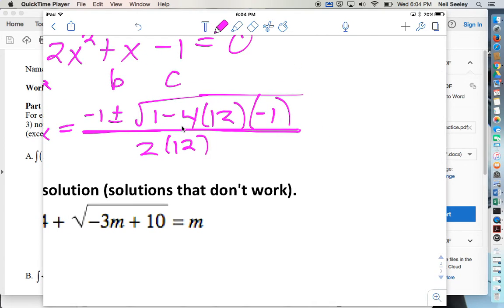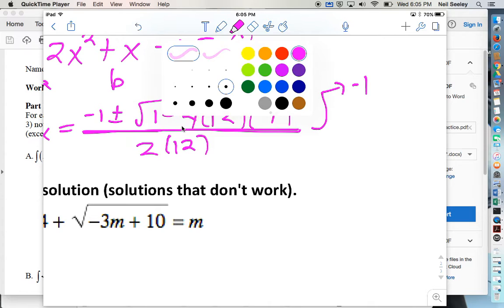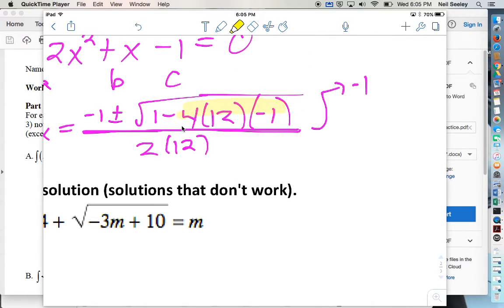I'm going to simplify this one relatively quickly. Please let me know if that throws you off a little bit. If I highlight a few things, it's easier to see. This right here becomes negative 48. And since we're subtracting a negative, it would be like adding 48. 1 plus 48 is 49. And the square root of 49 is 7. And that's over 24. It's going to give us one of our solutions.